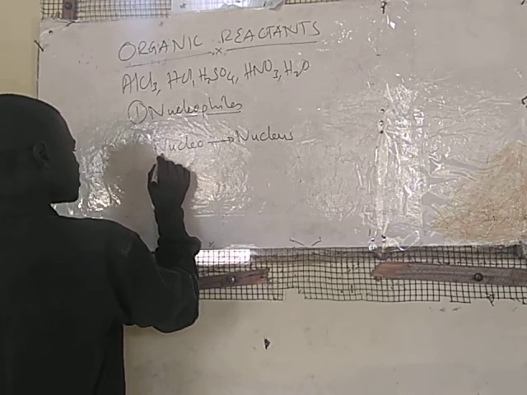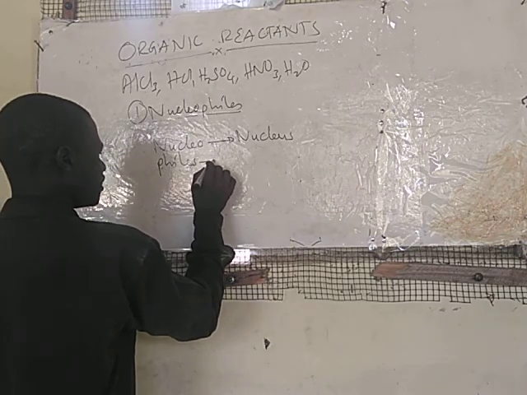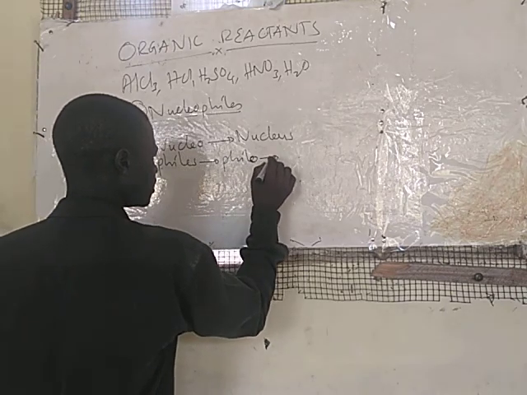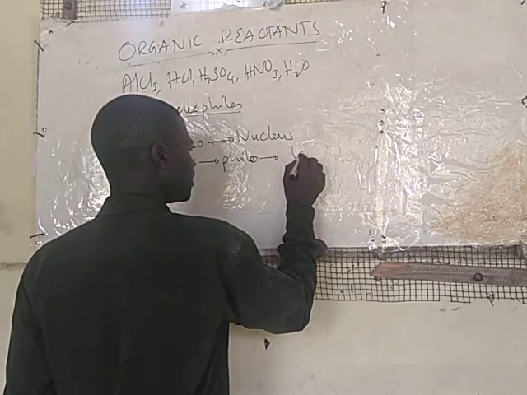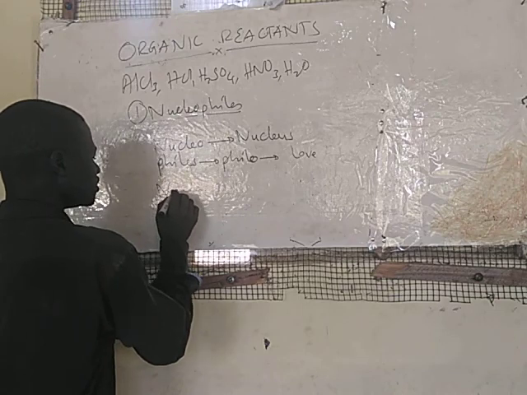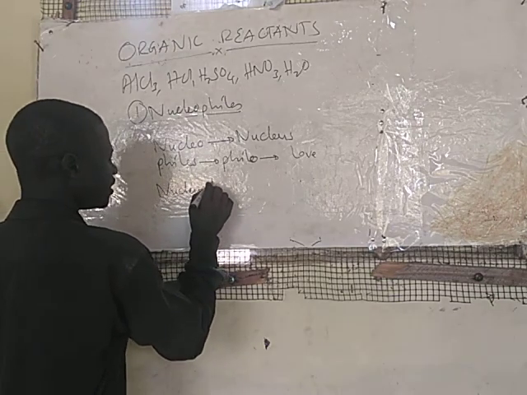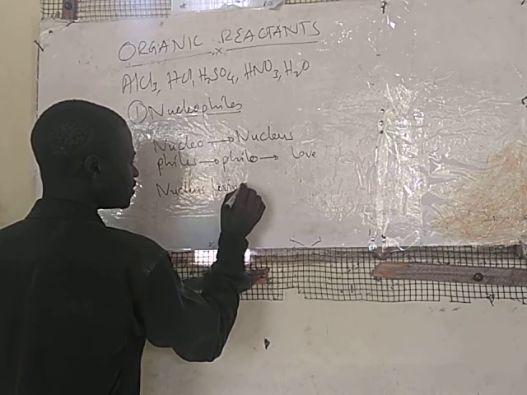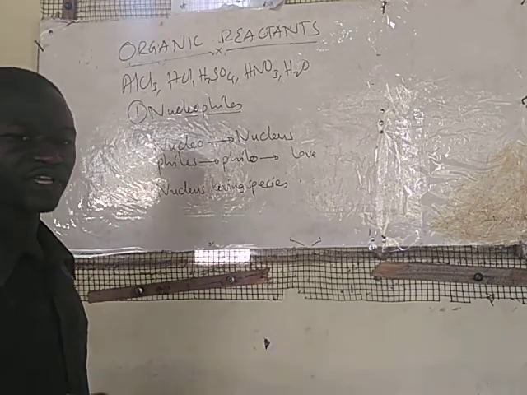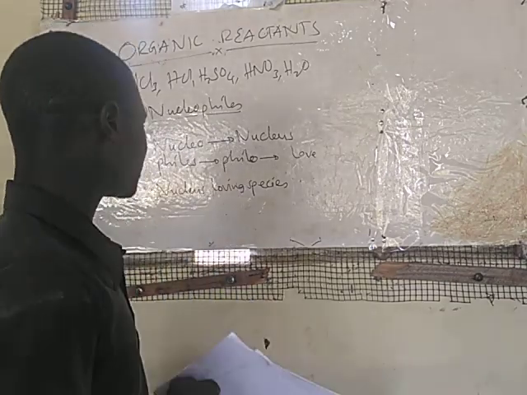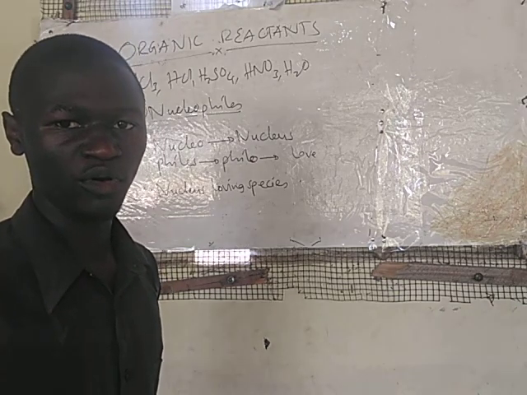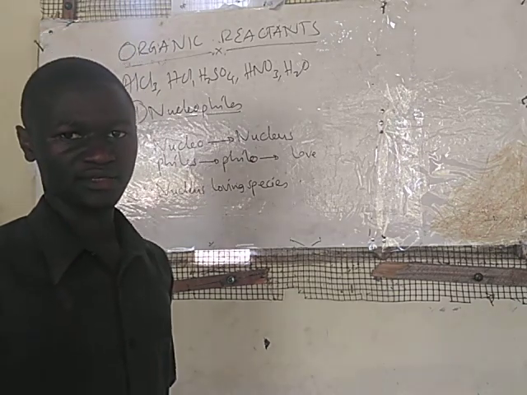and the term phile, its origin is the Greek word phile, which means love. So literally, nucleophile means nucleus loving species. Nucleus loving species. Now, connect this concept with the principle of charges.